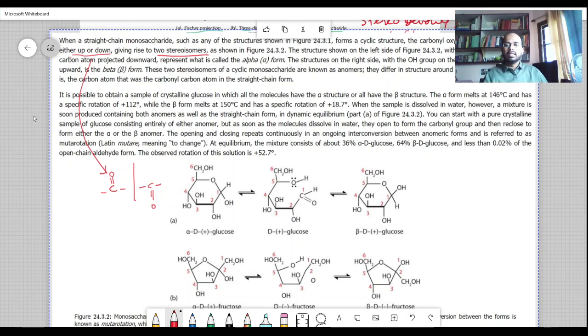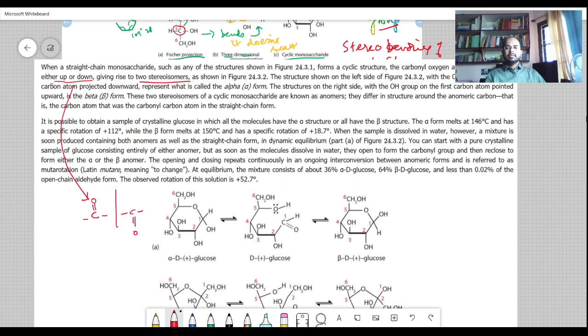is the OH group. You can see this. The structure shown on the left side of the figure has the OH group, and the first carbon atom is projected downwards. Here it is, which is called the alpha form.